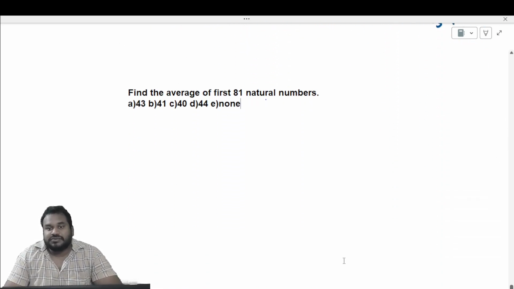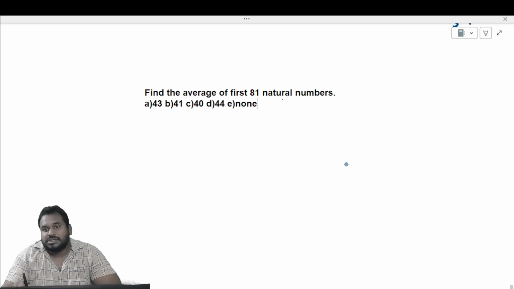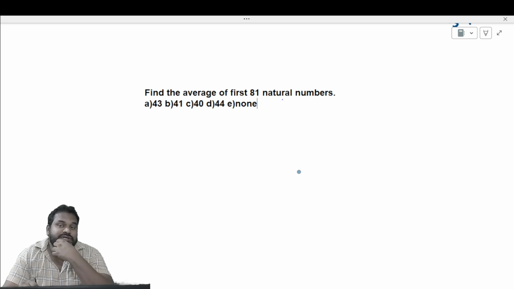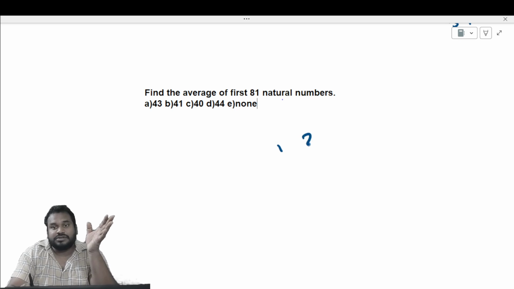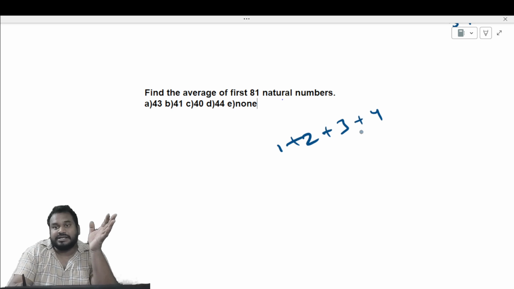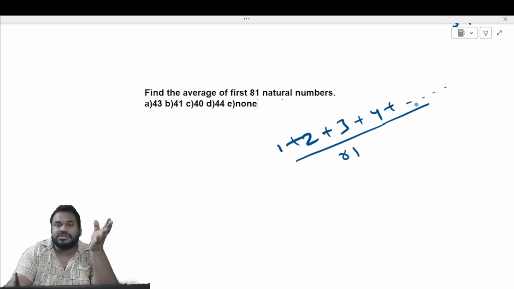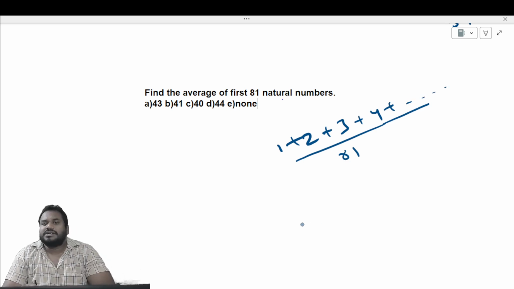Find the average of the first 81 natural numbers. You need to find their average. Can you do it in the normal procedure by adding all the natural numbers 1, 2, 3, 4 like that and then dividing by the total number? That will become more complicated. There is a formula for us.